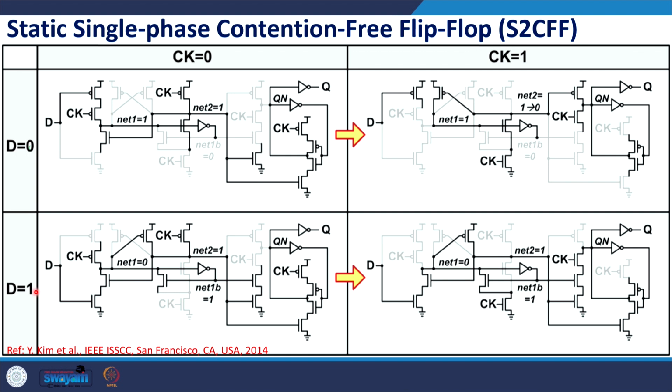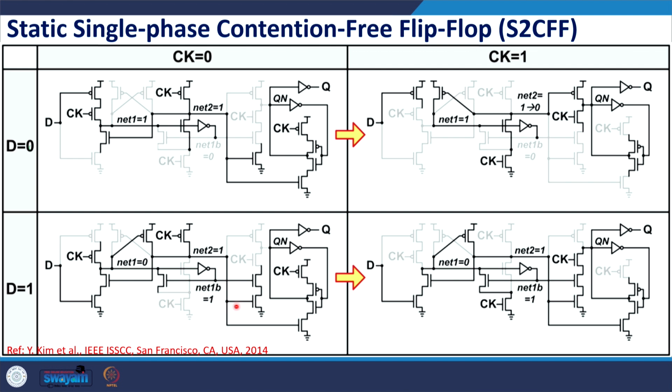Now, what about the scenario when D is 1? So, now let us discuss the scenario when D is equal to 1. So, when D is 1, this transistor is off, this is on, and clock is 0, but still pull up path is off. So, net 1 is now pulled to 0 because these two transistors are on. Net 1 is pulled to 0, but clock is 0, therefore, net 2 is precharged to 1, and also this transistor is on, that also charges net 2 to VDD.